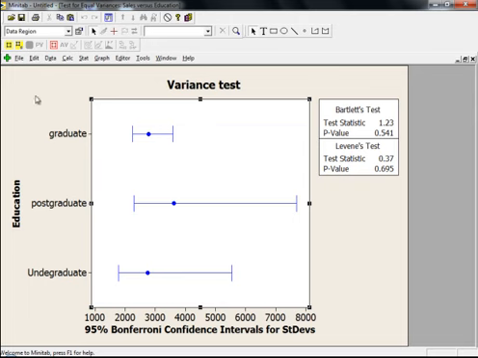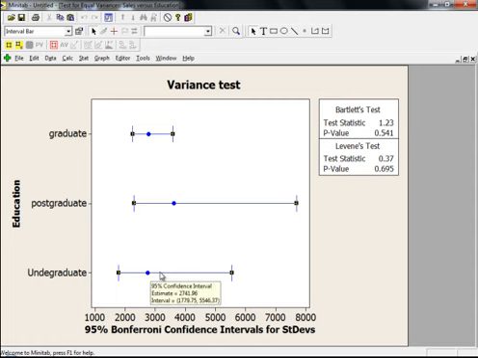So this range essentially shows that the population variance for graduate employees lies between 2254.27 and 3591.85. That means the variance of the graduate population ranges between 2254 and 3591. Similarly, the variance for the postgraduate population ranges between 2303.06 and 7693.56. This is the range of population variance for postgraduate people.